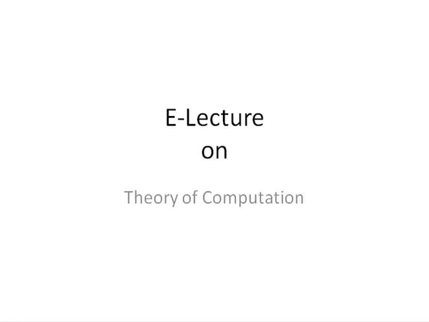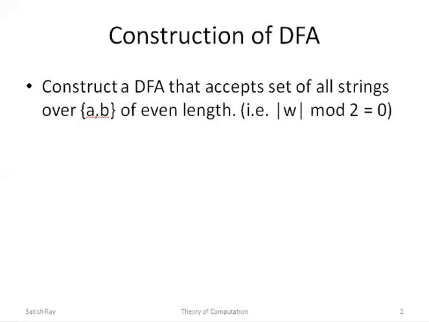Today, we will discuss construction of deterministic finite automata that accept set of all strings over A and B of even length and odd length. So first, we will see construction of DFA that accept set of all strings over A and B of even length.